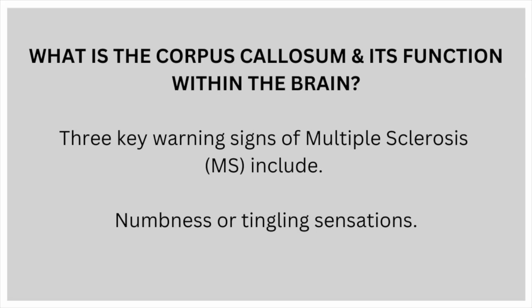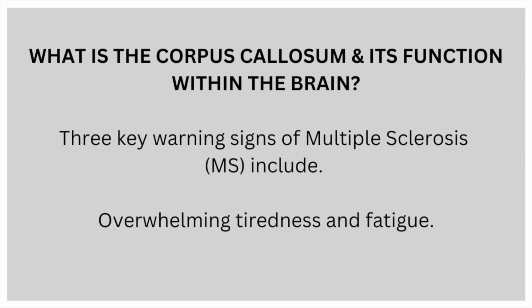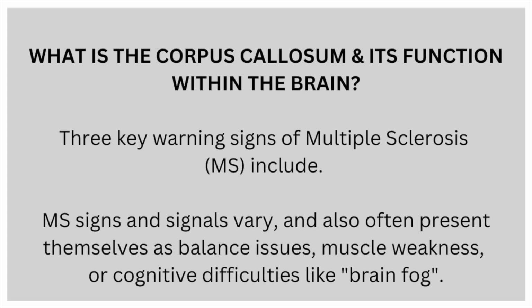3 warning signs of multiple sclerosis include numbness or tingling sensations, vision problems like blurred vision or optic neuritis, and overwhelming tiredness and fatigue. MS signs and signals vary and also often present themselves as balance issues, muscle weakness, or cognitive difficulties like brain fog.